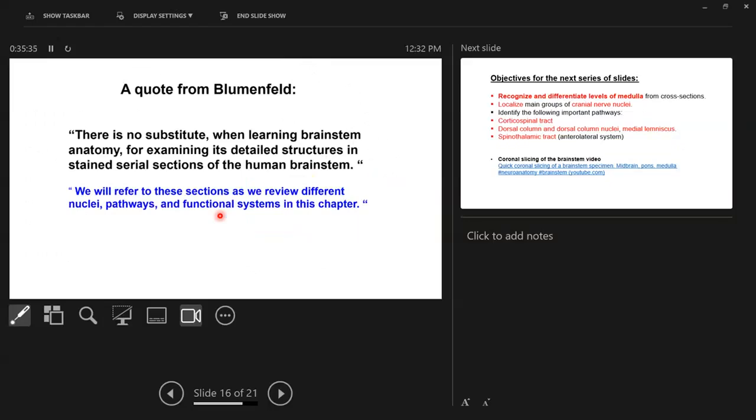So with that in mind, a very useful quote from Blumenfeld saying, "There is no substitute when learning brainstem anatomy for examining its detailed structures in stained sections, serial sections of the human brainstem. We will refer to these sections as we review different nuclei, pathways, and functional systems in this chapter," says Blumenfeld in his own chapter on the brainstem.